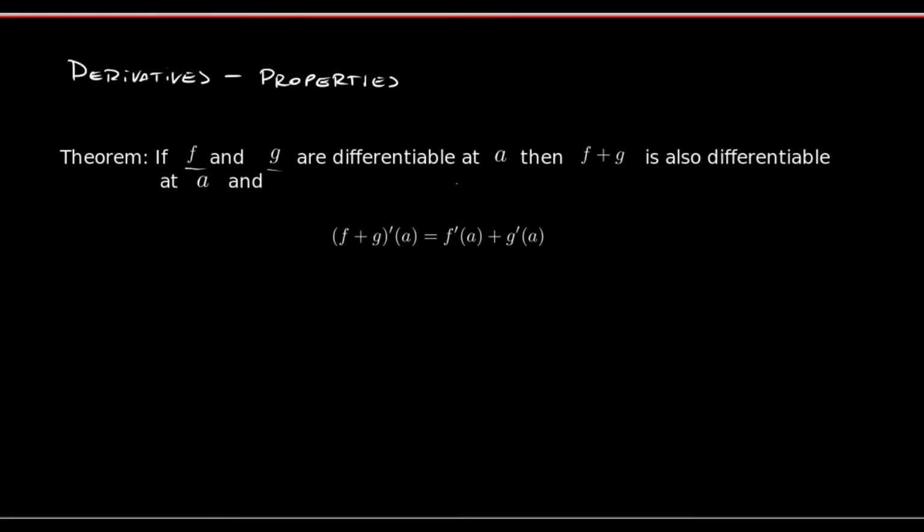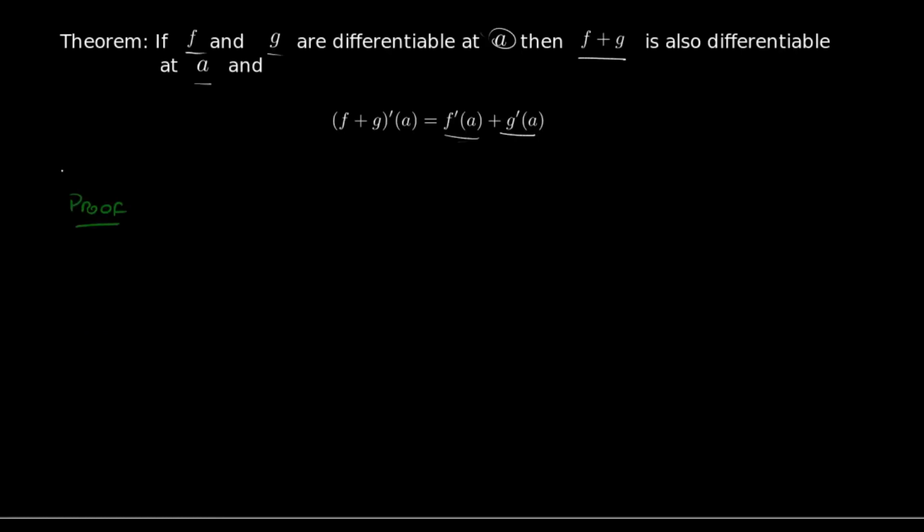We have f and g, differentiable at a point a, and then the sum is also differentiable at a, and the derivative of the sum is just the sum of the derivatives. Let's go ahead and try and prove this. As we've learned in our previous video, we're going to use the definition of a derivative.